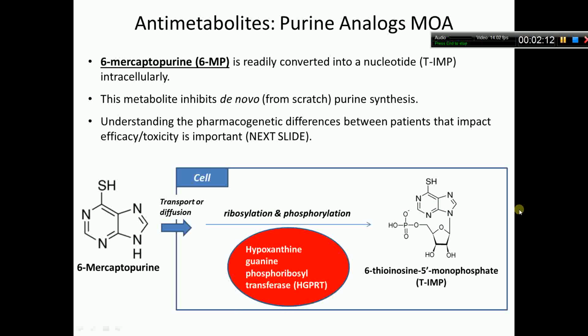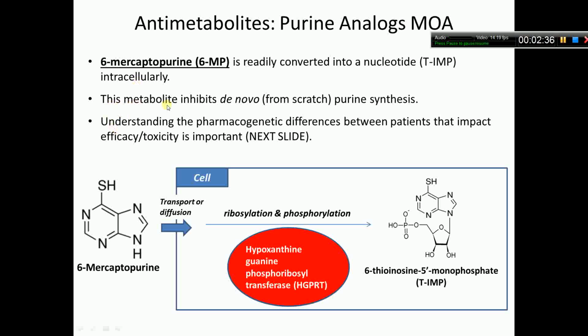Okay, so next slide we have first 6-mercaptopurine. I'm going to get into a little more detail on this one. 6-mercaptopurine can be considered definitely a prodrug. It needs to be converted to its active metabolite, that is 6-thioinosine 5' monophosphate, or you can call it TIMP. It does that intracellularly, the conversion.